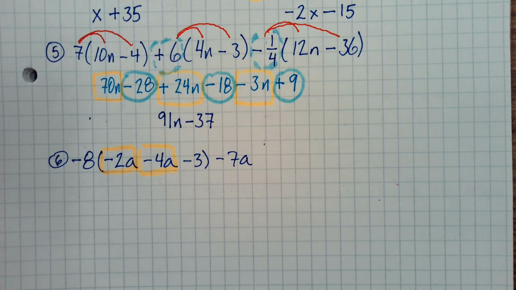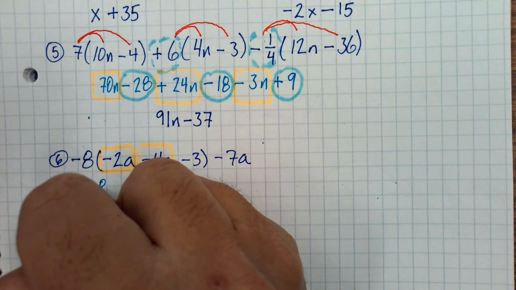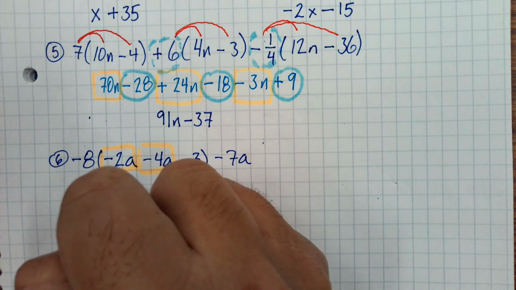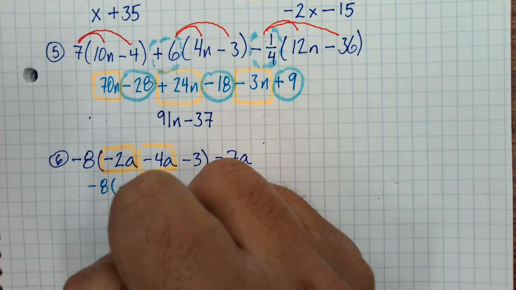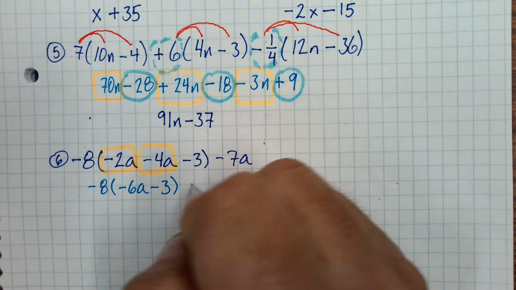So when I combine negative 2a and negative 4a, what am I going to get? Negative 6a. So probably shrink it down a little bit by saying, look, I've got negative 8, negative 6a, minus 3, minus 7a.